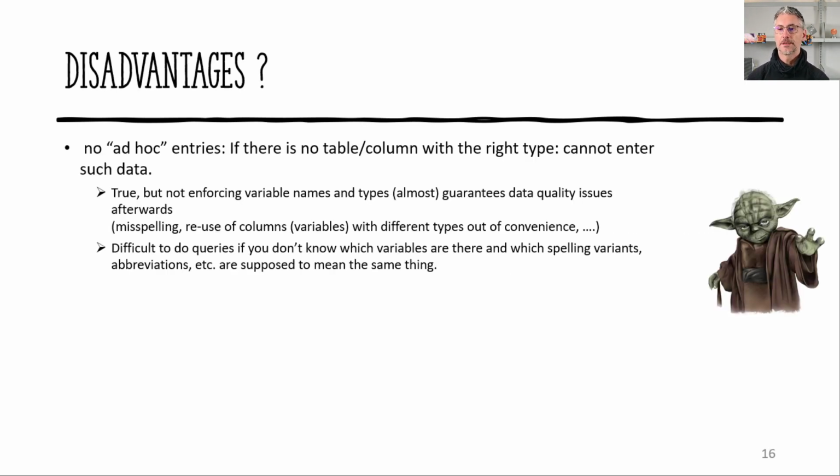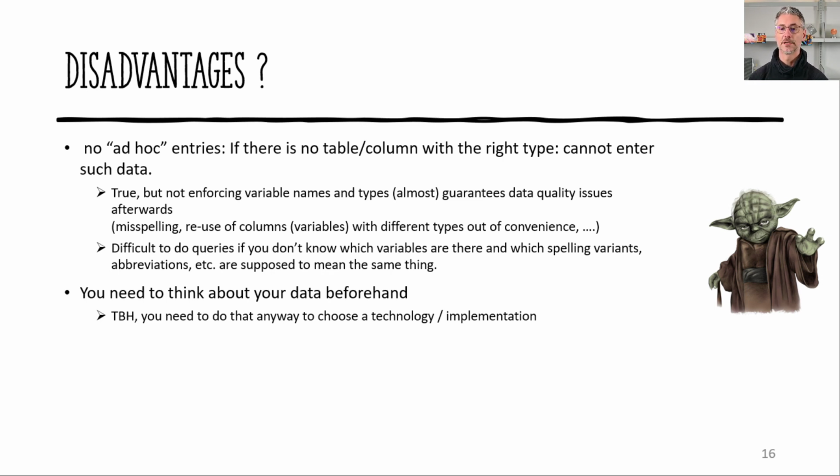So no ad hoc entries, right? If there's no table or column, you cannot enter such data, right? That's true, but you can enforce variable names and types, and this helps you to alleviate data quality issues afterwards. For example, misspellings or reuse of columns and so on. It's difficult to do queries if you don't know which variables are where and which spelling variants you have, or abbreviations, or what you look for. So ensuring that you have defined types and variables actually helps you take stock of the data later and organize it.